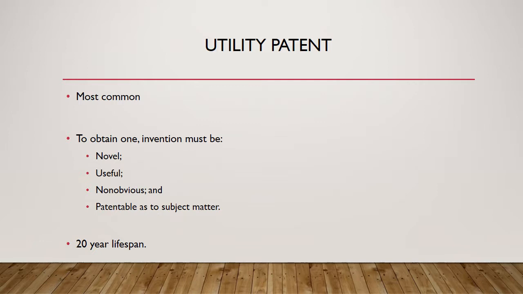And here, as you can see, there are four main requirements that must be met in order to be entitled to a utility patent. The invention has to be novel, useful, non-obvious, and it has to be a subject matter that a patent is eligible for. So not all things are patentable, only certain things.